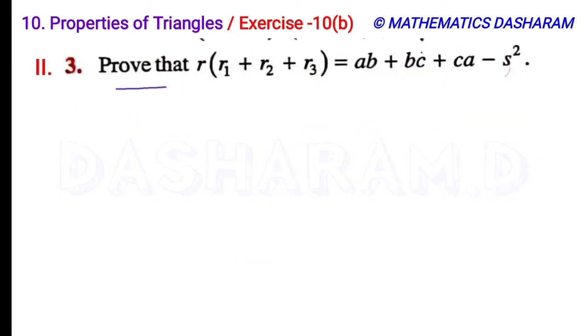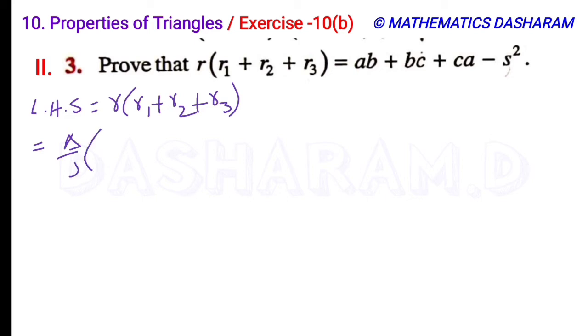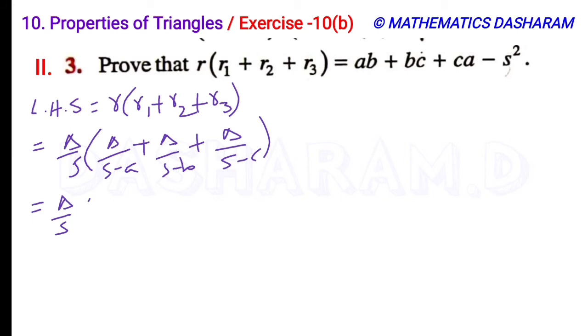Third problem: prove that r bracket of r1 plus r2 plus r3 equals ab plus bc plus ca minus s square. LHS. So r value is delta by s, r1 value is delta divided by s minus a, r2 is delta divided by s minus b, and r3 is delta divided by s minus c. So delta by s, take the delta common: 1 by s minus a plus 1 by s minus b plus 1 by s minus c.